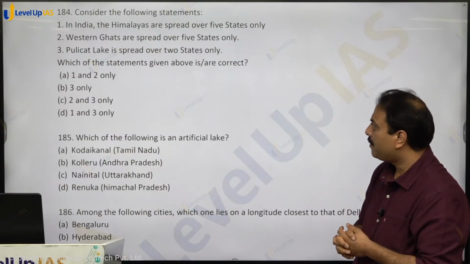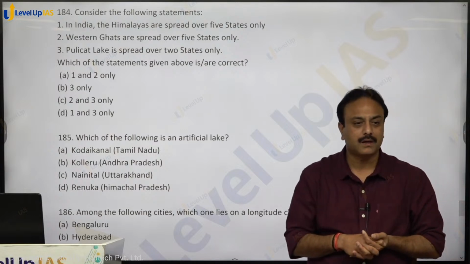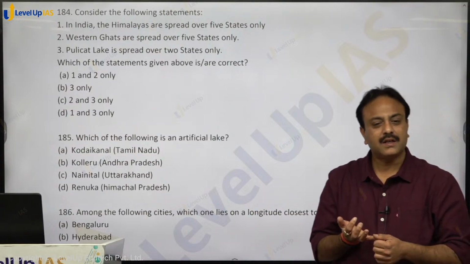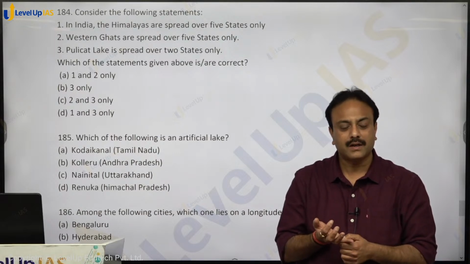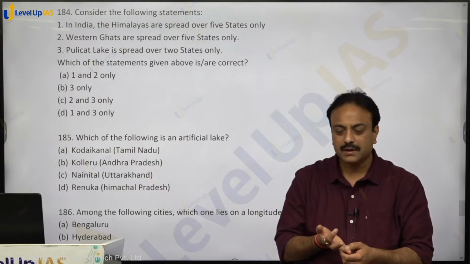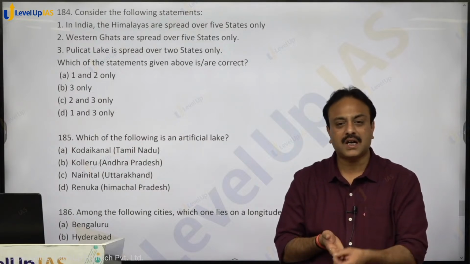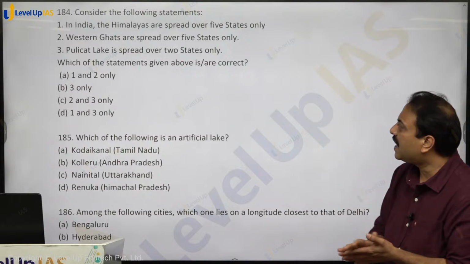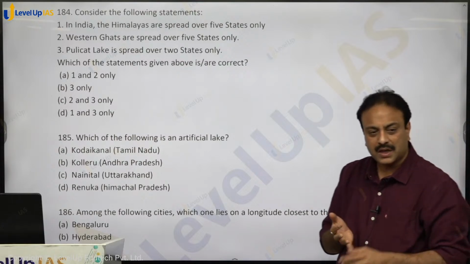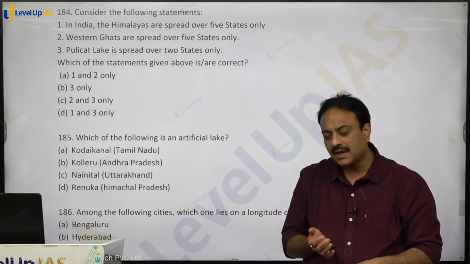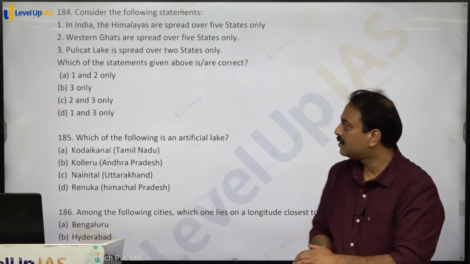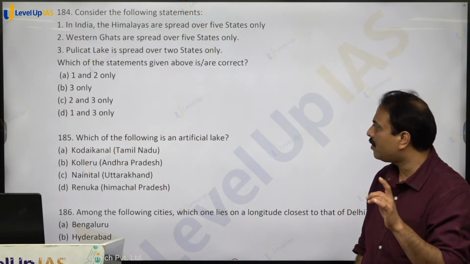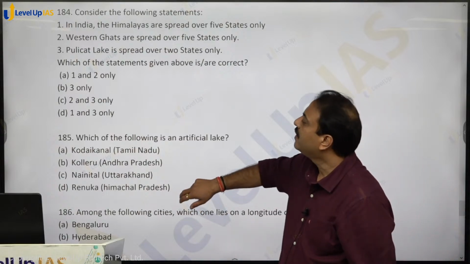Consider the following statements. In India, the Himalayas are spread over 5 states only. Himalayas कहाँ का है? हिमाचल प्रदेश, उत्तराखंड, पंजाब में भी तो है, उत्तर प्रदेश है ना, उत्तर प्रदेश, देन बिहार, सिक्किम, आसाम, अरुणाचल, बहुत सारी जगह. So the first statement is wrong. Western Ghats is spread over 5 states only. Gujarat, Maharashtra, Goa, Karnataka, Kerala, Tamil Nadu, 6. So it is a wrong one. Pulicat Lake is between Andhra and Tamil Nadu. So it is correct. So 1 is wrong, 2 is wrong, 3 is correct. So 3 only, option B, B for boy, shall be the right answer.